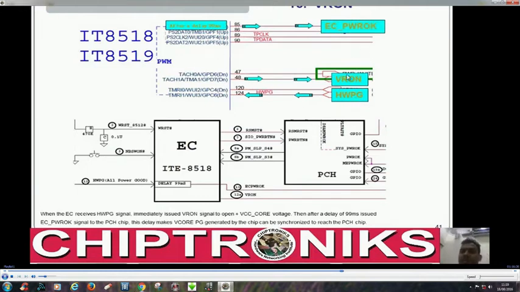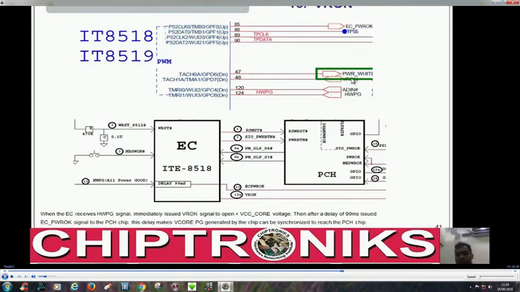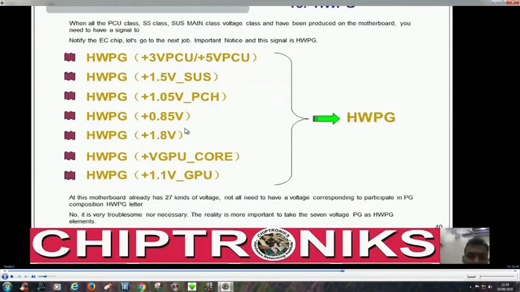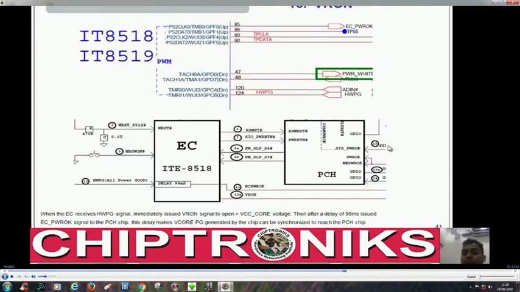That is when we are on. Let's check this. This is very important. This hardware power good is connected. You can see, let's go back. This hardware power good is connected with all the hardware power good signals of the important voltage regulators. And what are the important voltage regulators? Plus 3V PCU, that is 3 volt, 5 volt voltage regulator, 1.5 voltage regulator. This is for RAM, 1.05 voltage, plus 0.85, plus 1.8, vGPU core, plus 1.1 volt GPU to generate the hardware power good, and this hardware power good is fed to the IO controller.